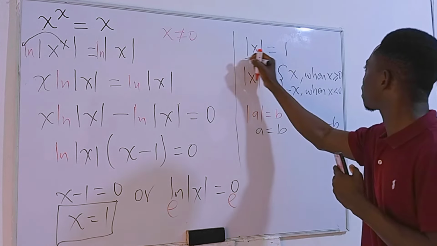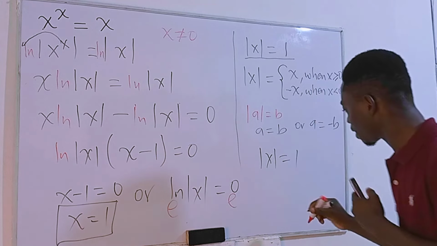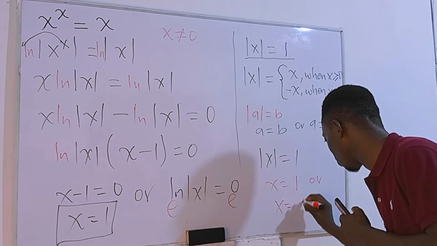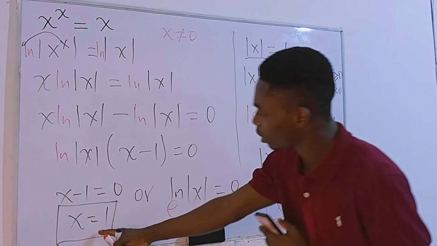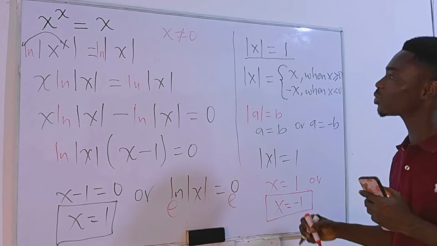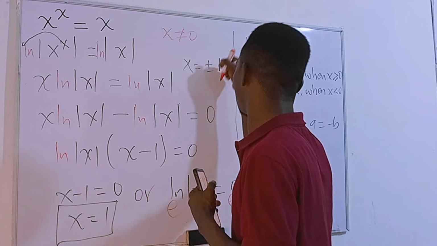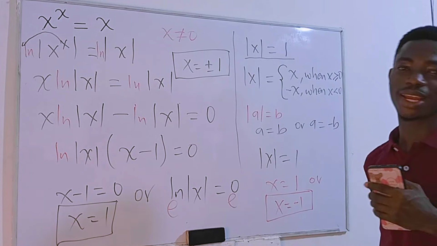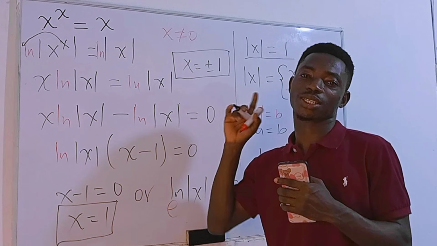So looking at this equation that we have here, which is absolute of x is equal to 1, this implies that x is equal to 1 or x is equal to negative 1 as the other solution. Of course, we know that this is a solution right here. The only other solution left is x is equal to negative 1. So actually, we have two solutions to the problem. x is equal to plus or minus 1. And these are the only real solutions to the problem. And of course, you can go ahead and then check the answers, whether they will all satisfy the equation. But trust me a little bit, they will all satisfy the equation.